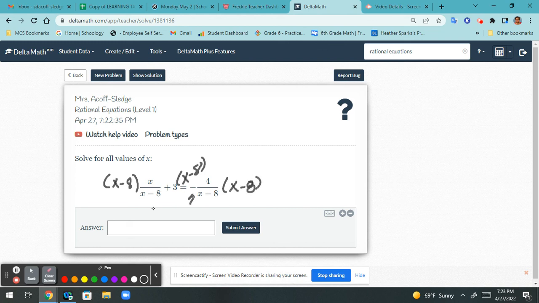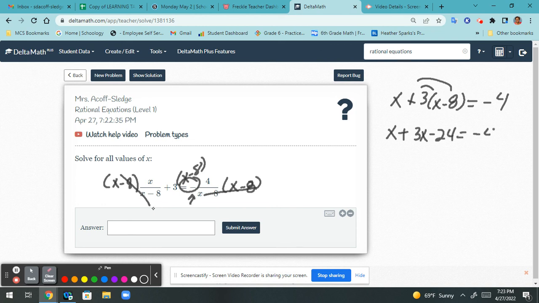And don't forget that little minus sign right there. I'm putting that for myself. That cancels out. Those cancel out. So I have x, because that's all I have left here, plus 3 times x minus 8 equals negative 4. Because I put my arrow there so I wouldn't forget that minus, because that canceled out. So x plus distributive property, 3 times x, 3 times a negative 8 is a negative 24, equals a negative 4. So I can combine these. 1x plus 3x is 4x minus 24 equals minus 4.